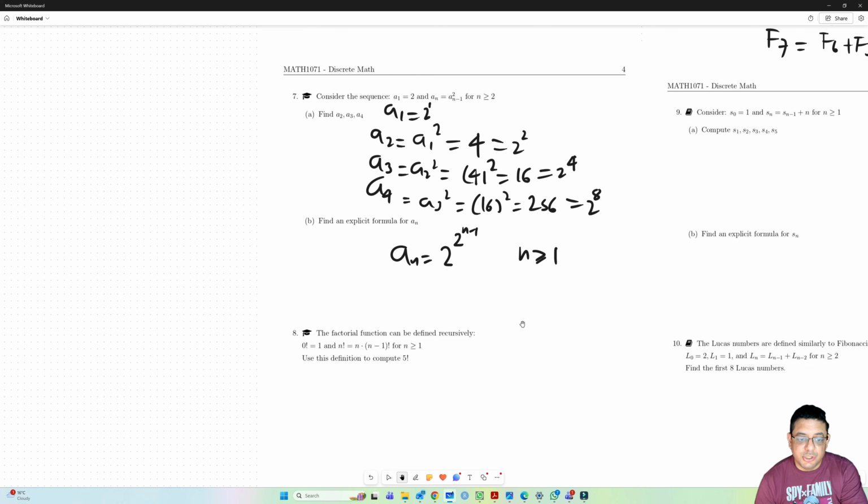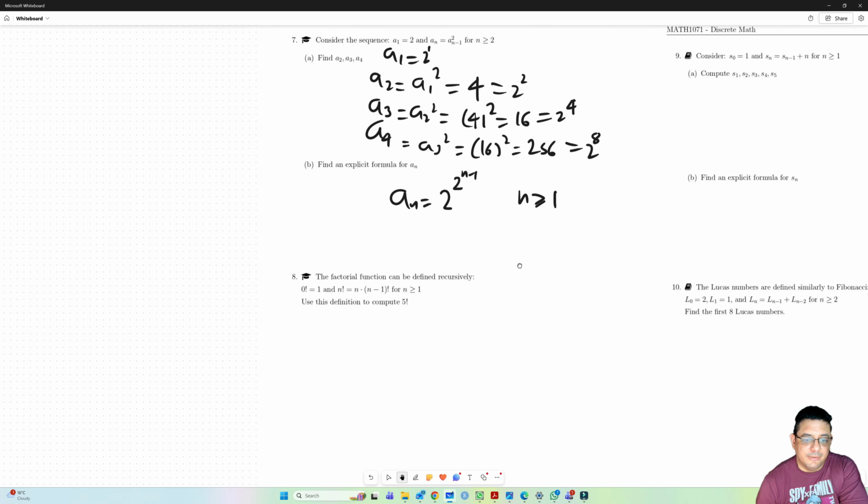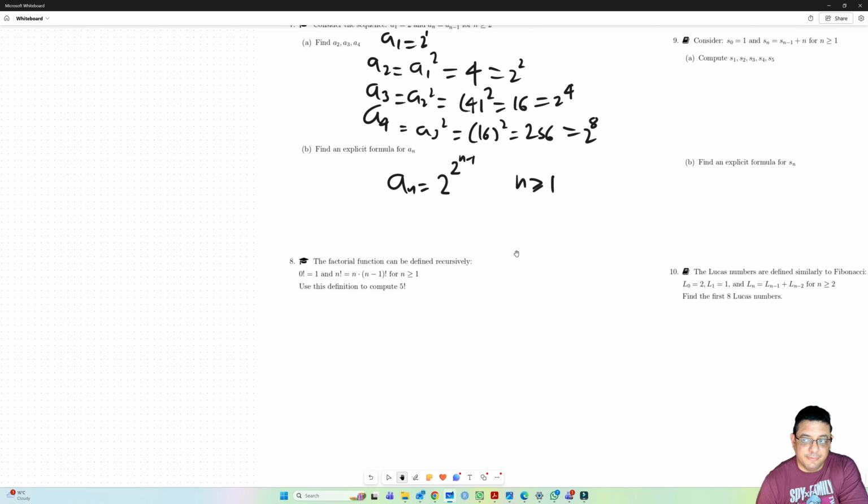Now for question 8, we have the factorial, which can be defined recursively. And so 0 factorial is 1. N factorial is N times N minus 1 factorial. We want to use this to compute 5 factorial. So remember, 5 factorial would be 5 times 4 factorial, according to this sequence. But 4 factorial will be what? It will be 4 times 3 factorial. So 5 times 4 times 3 factorial.